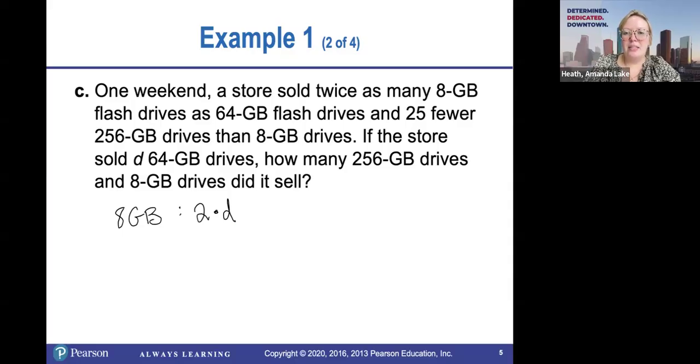We know that they sold 25 fewer 256 GB drives than 8 GB drives. So I need to take that number of 8 GB drives and subtract 25 from it. So the number of 256 GB drives is 2D minus 25. So if I knew that they sold D equaled 164 flash drives at 64 gigabytes, then I could find out there were 328 8 GB drives and 303 256 GB drives.